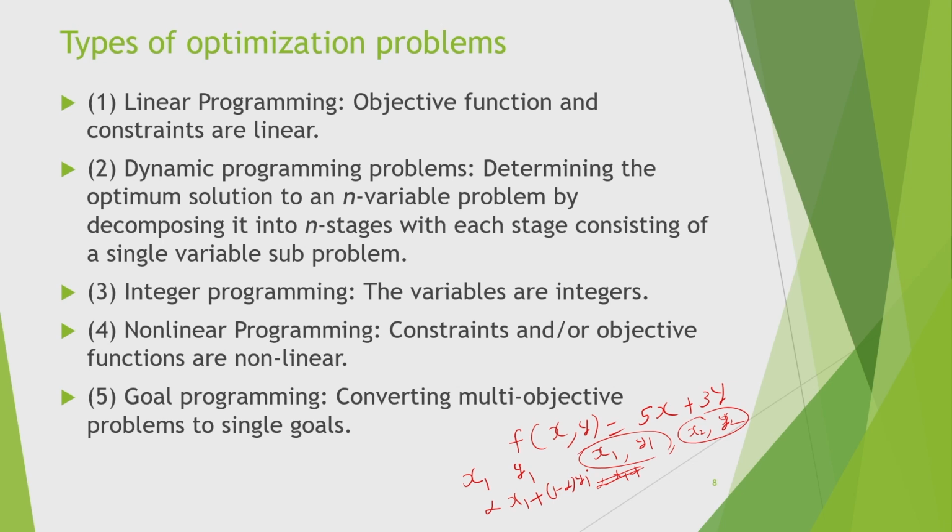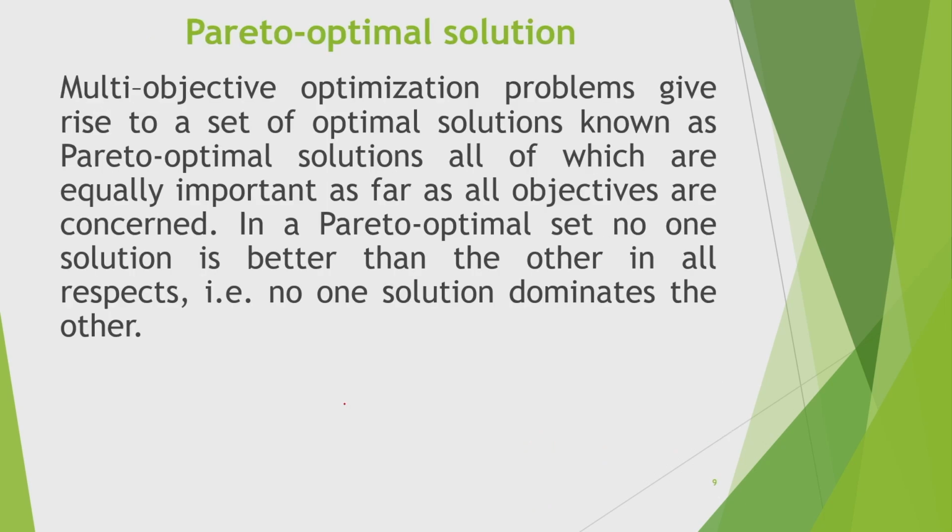Non-linear programming means constraints and objective functions are non-linear. And goal programming means converting multi-objective problems to a single goal. In a multi-objective problem, of course, sometimes you will get many solutions in which you cannot offhand say which solution is better than the other. So rather we can say no solution dominates the other. So both are called Pareto solutions.